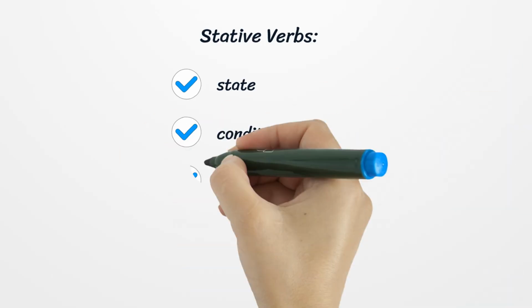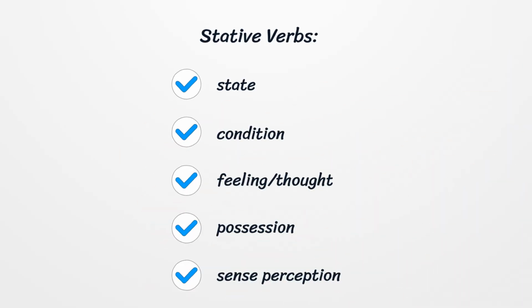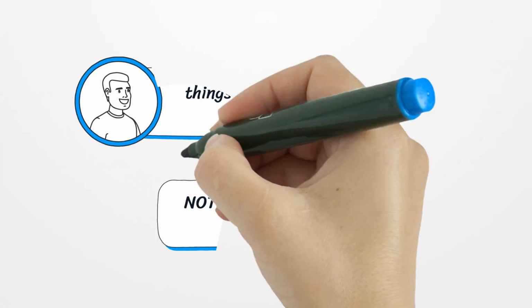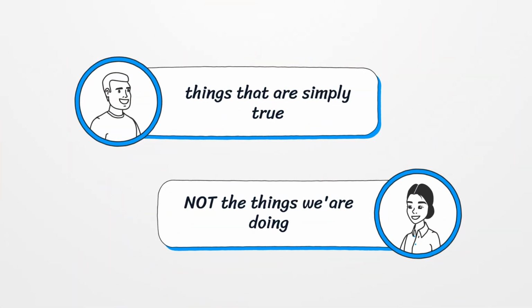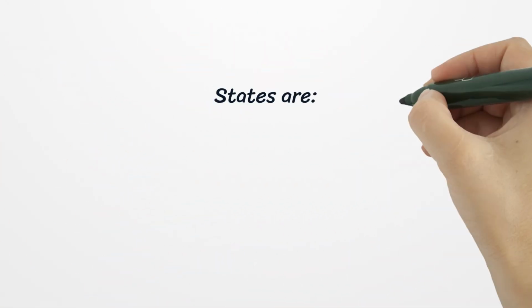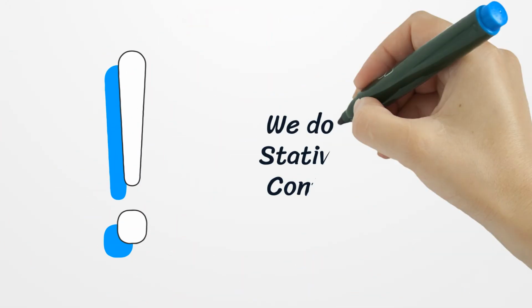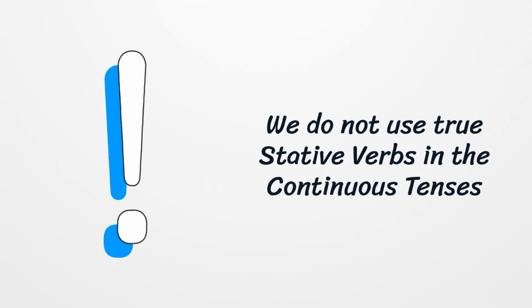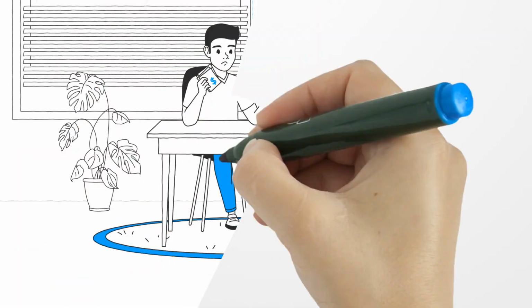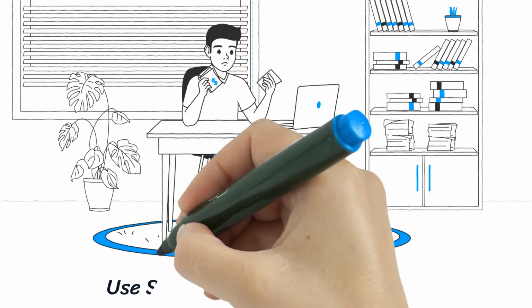Now let's contrast this with stative verbs. They describe a state, a condition, a feeling, a thought, a possession, or a sense perception. Things that simply are true rather than things we are doing. These states are generally stable and not processes we can observe in progress. Therefore, as a fundamental rule, true stative verbs are not used in any continuous tenses. They are almost exclusively used in the simple forms.